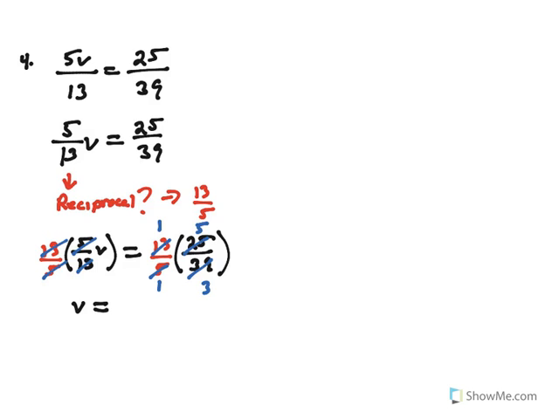And then we just multiply straight across. 1 times 5 is 5. 1 times 3 is 3. And then that would be your solution for that one. Okay? So multiplying the reciprocal on both sides when you have an equation like that would be the easiest way to go. Okay, so let's do another example.